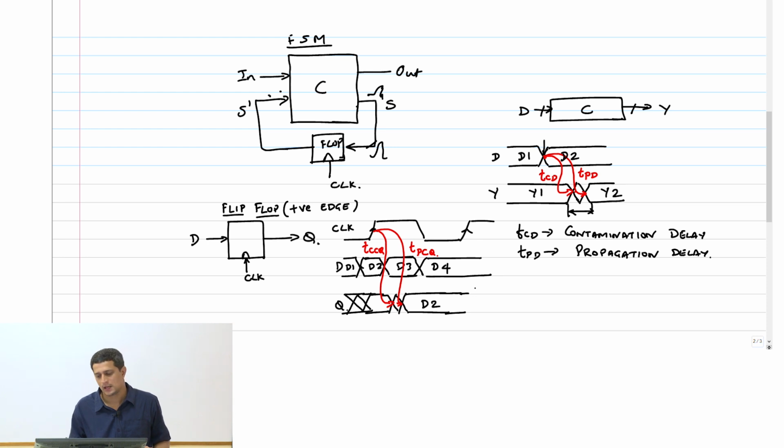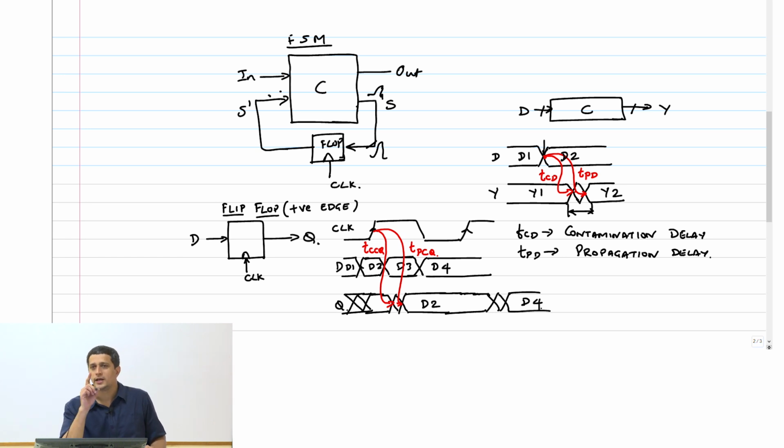Okay. Now, what will happen at the next edge? It will capture D4, yeah. Again, you will have the similar changes, and this will be D4.